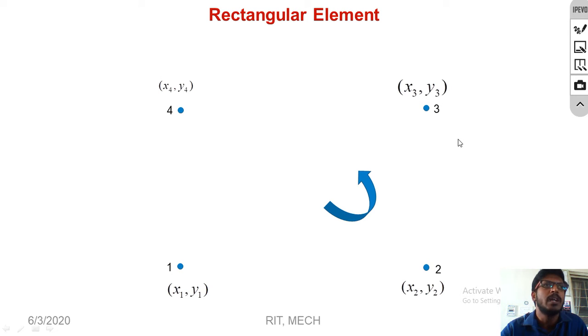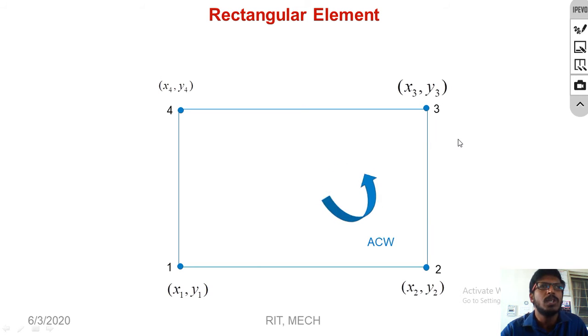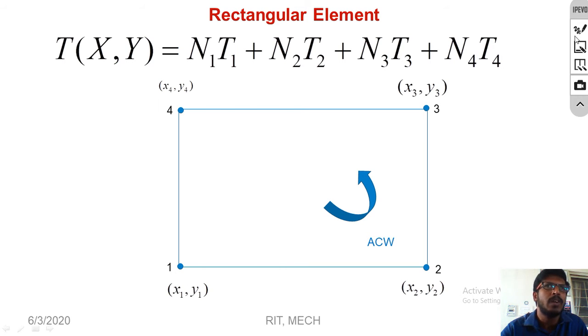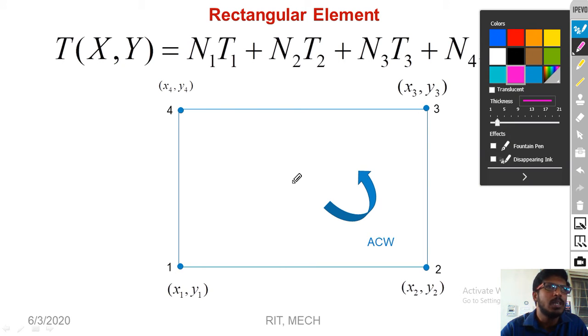Here again you should remember our notation will be the anti-clockwise direction: first point, second point, third point and fourth point. For example, this is the particular point x comma y. In the given data they will give the x and y point. In the x and y point, for example, I am going to take the temperature. We want to find the temperature at the particular point.